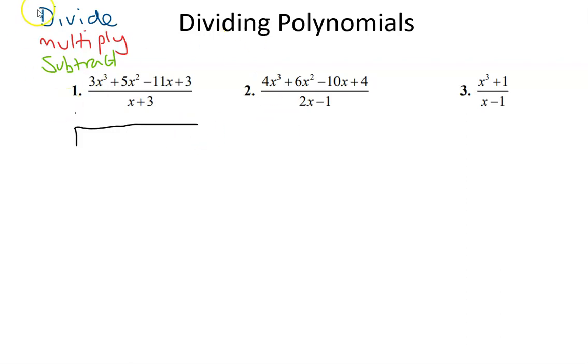Anyway, it'll make more sense if we apply these three steps on the examples, and you can see how it works. Inside the bus stop, if you call it that, the long division symbol, we're going to write out the polynomial we are dividing, and outside we're going to write out what we're dividing by. Then step one is to divide. Now we take the first item, we're just going to divide it by the x. We're not going to divide it by the 3 at the moment.